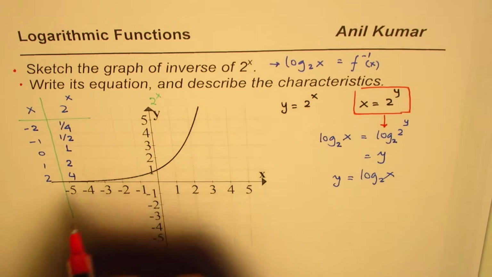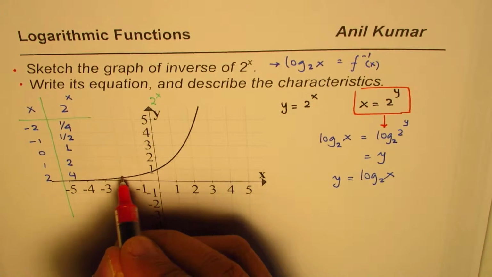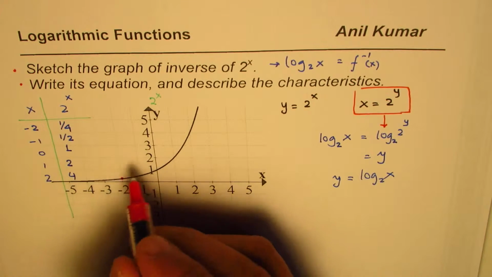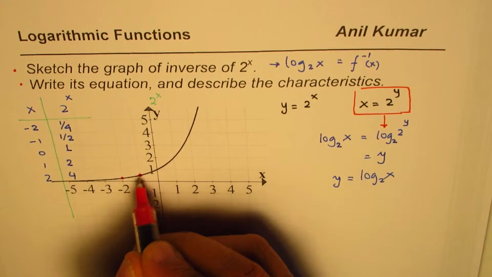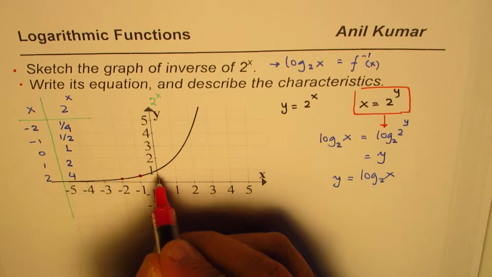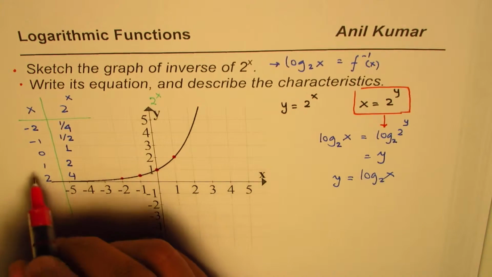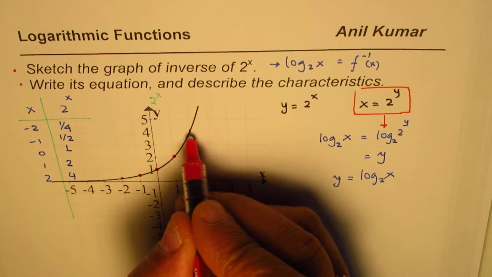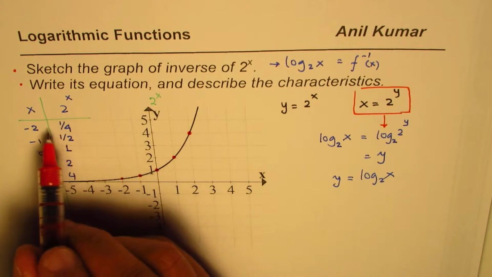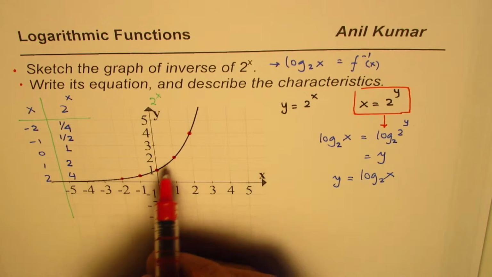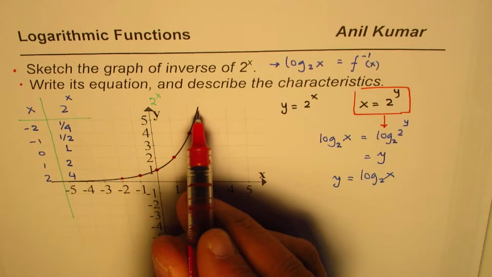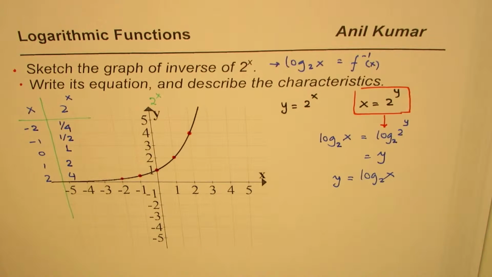So these points we can identify and get on the graph and then join to get this curve. Starting with minus 2, that is the point 1 over 4. With minus 1, this point is half. At 0, this point is 1. At 1, we get a point at 2. At 2, we get a point at 4. So you can plot these points and connect them with a smooth curve as shown here.